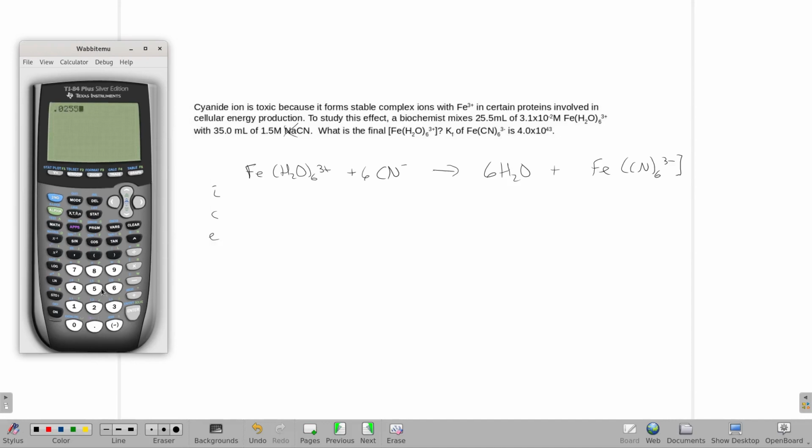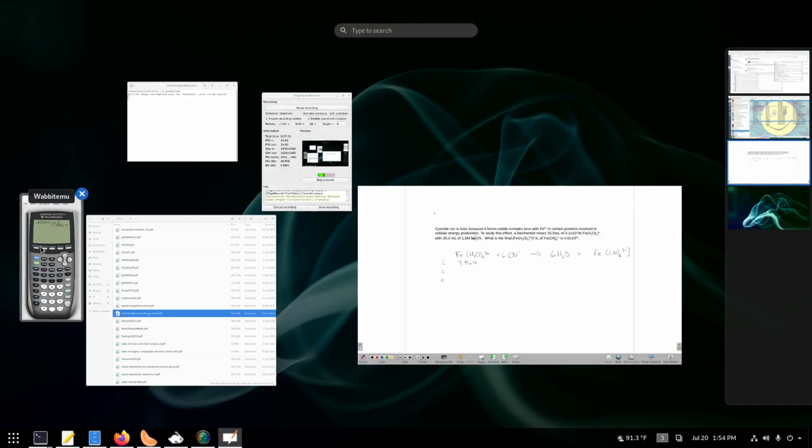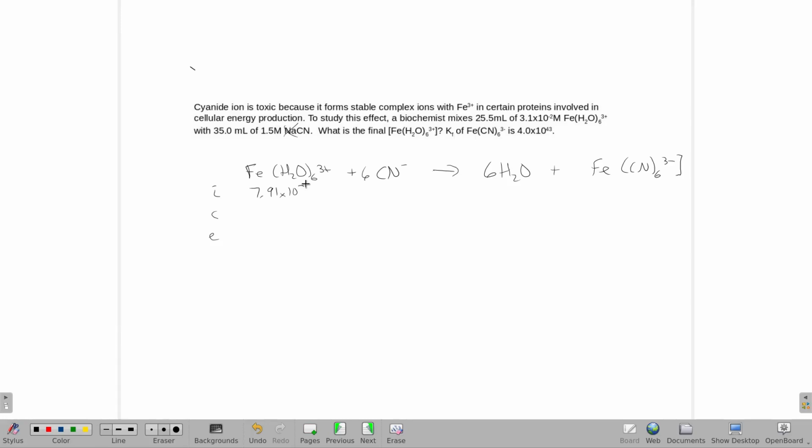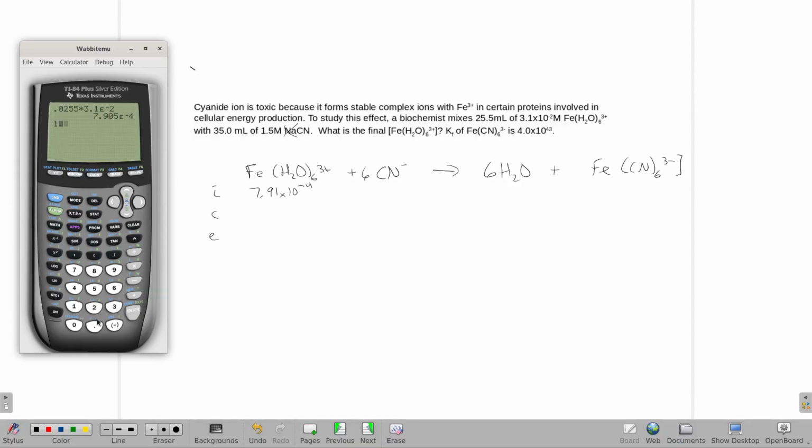0.0255 times 3.1 times 10 to the negative second gives us 7.91 times 10 to the negative fourth. Alright. Going to do something with the cyanide as well. This should be a much larger number because it's 1.5 molar. So 1.5 times 0.035 gives us 0.0525.